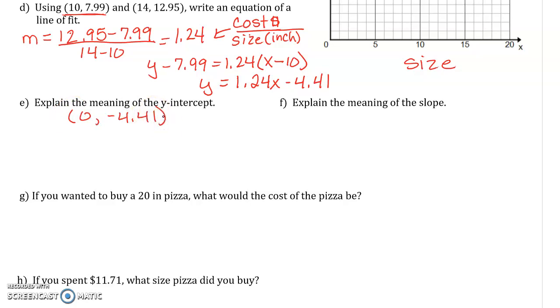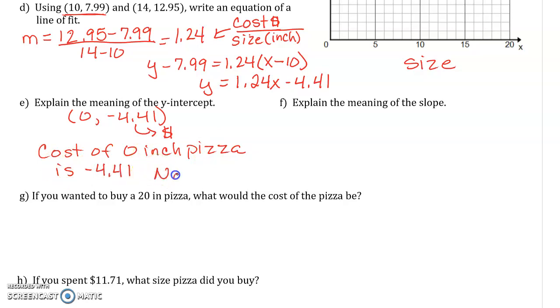So that $4.41, because this is money, this is a dollar amount, how could we explain that? It says a cost of a pizza with a diameter of 0 inches is negative $4.41. So cost of 0-inch pizza is negative $4.41. So similar to one of the other problems, this y-intercept, which happens sometimes in word problems, really has no value, no meaning to us in the real world.